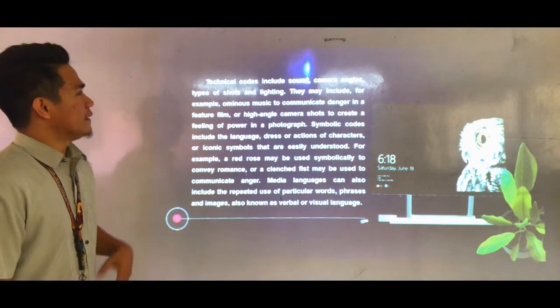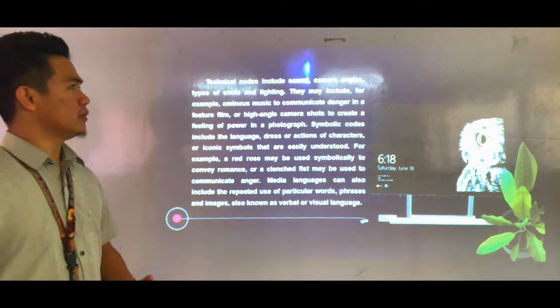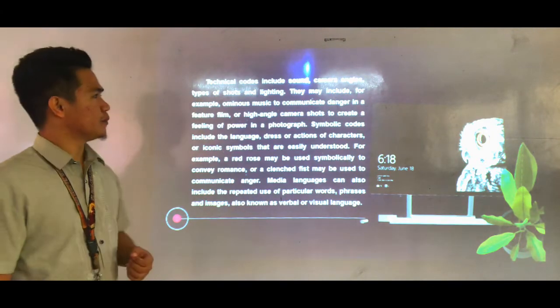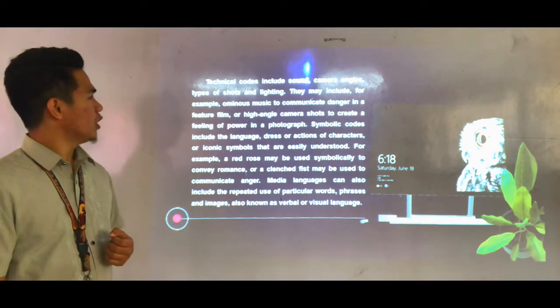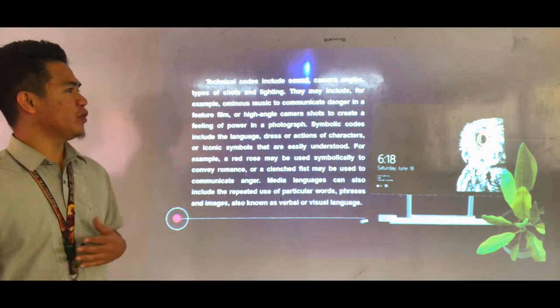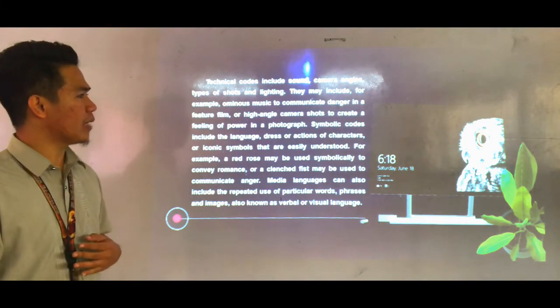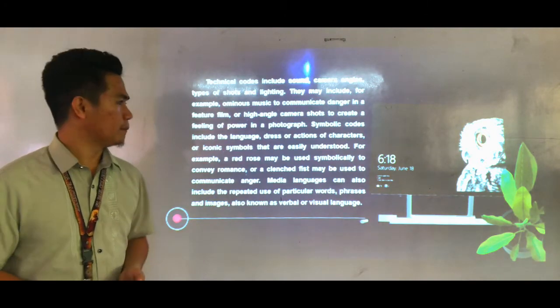Technical codes include sound, camera angles, types of shot, and lighting. They may include, for example, ominous music to communicate danger in a feature film, or a high-angle camera shot to create a feeling of power in a photograph.